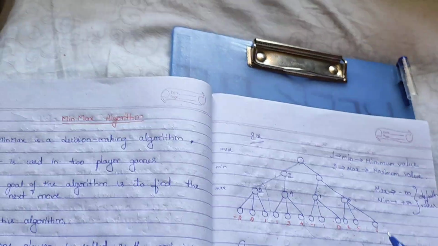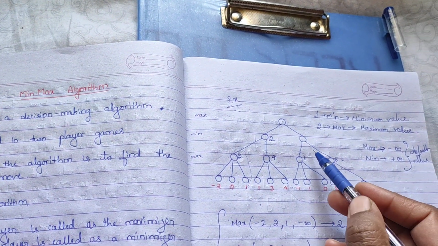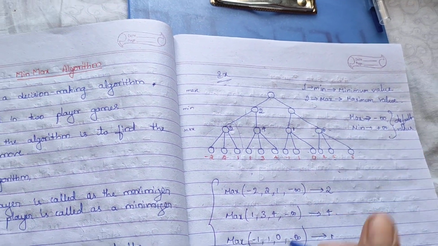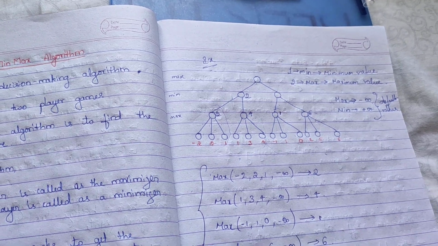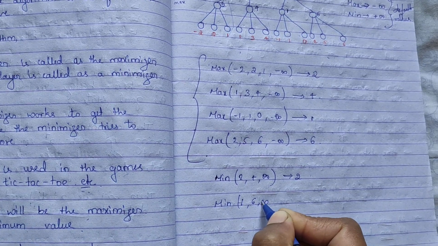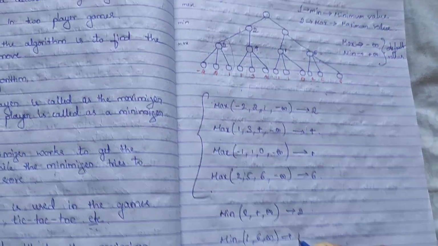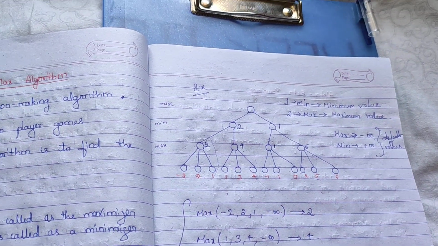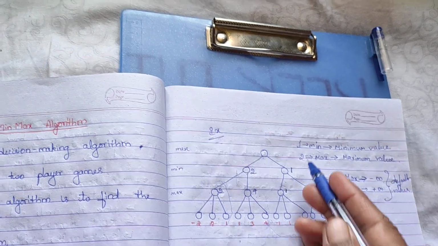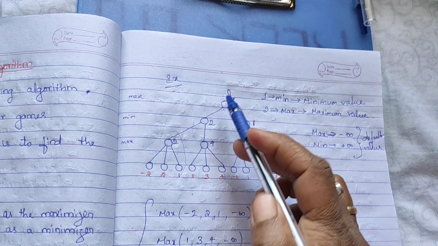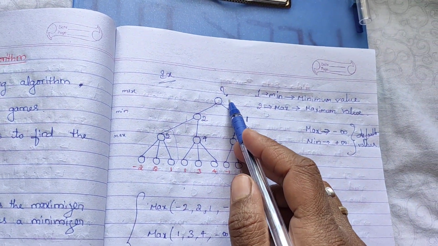Again we have to consider for this particular branch the minimum of 1 and 6 with infinity also. Minimum of 1, 6 and infinity. What is the minimum value? 1, definitely. So we have to take 1. Understood? By backtracking, we have to find out the value of this one. This is the min-max algorithm. We have to find out the value for the root node.